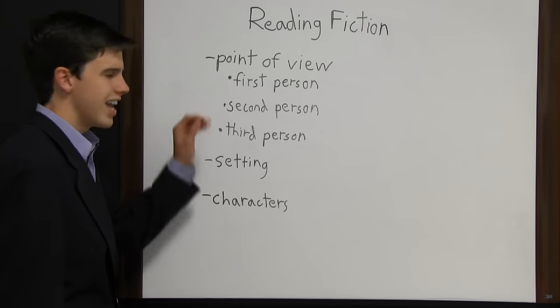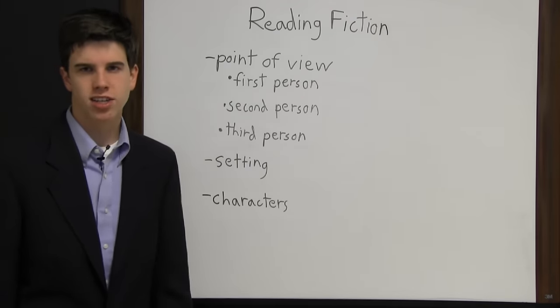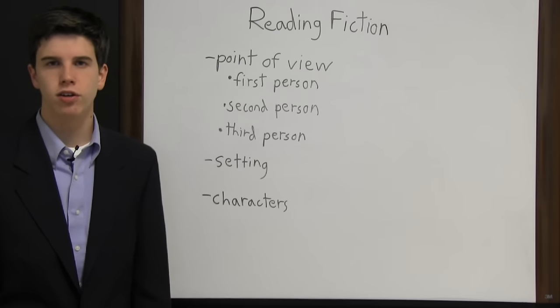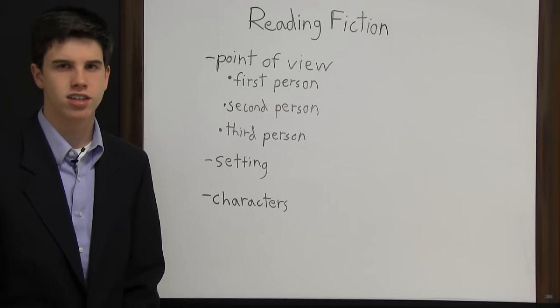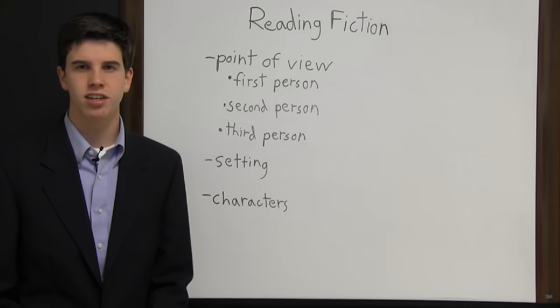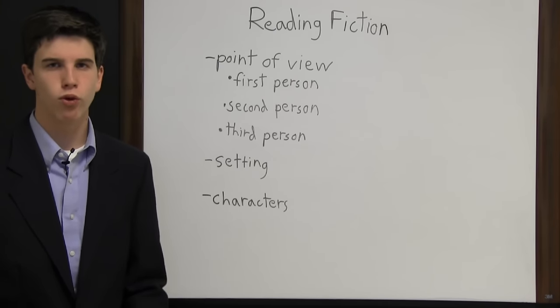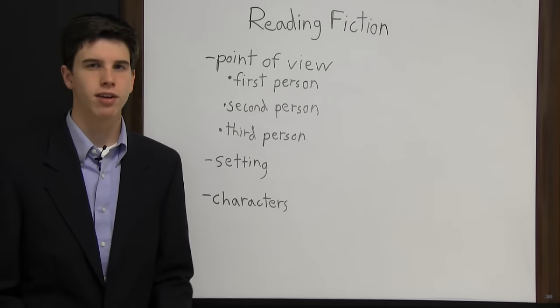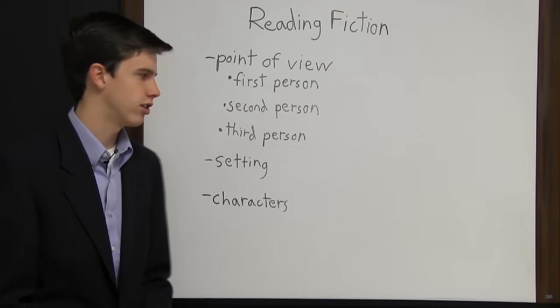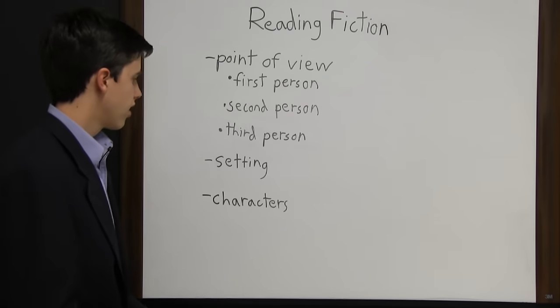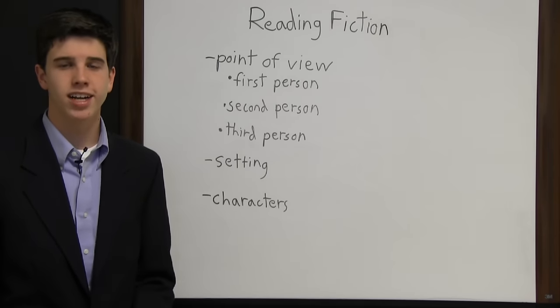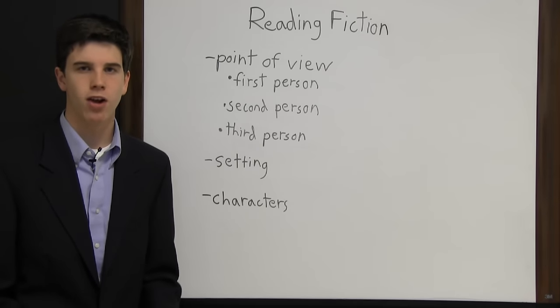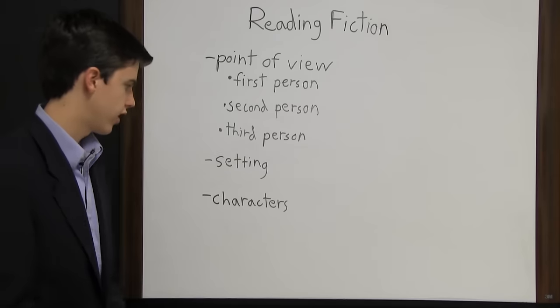Another part of point of view is how much the narrator knows. Sometimes you have an omniscient narrator who knows the thoughts of many of the characters. Sometimes the narrator only has limited knowledge and knows the thoughts of only one or two characters, and sometimes the narrator does not know the thoughts of any of the characters. Also, look for setting. Look for when the story is taking place and where it is taking place, and that'll help you better understand the work of fiction.